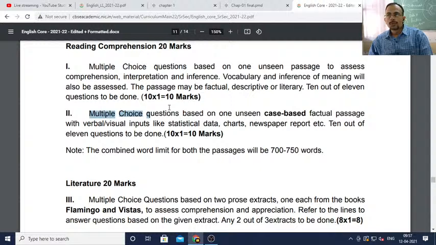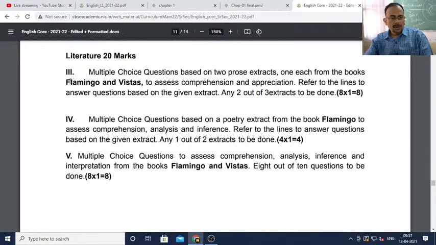Part A will comprise objective type, meaning MCQ type questions. All of part A will comprise multiple choice questions, which include two reading passages in questions number 1 and 2. Then in question number 3 you shall have multiple choice questions from your Flamingo and Vistas. Let me explain what Flamingo and Vistas are. Flamingo is your English textbook and Vistas is your supplementary reader.